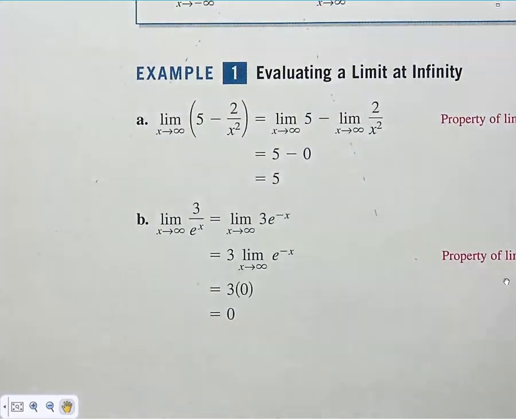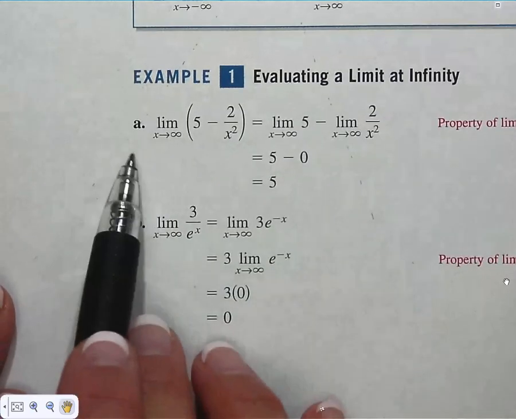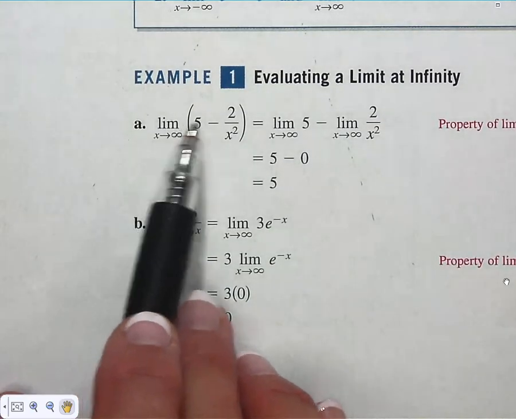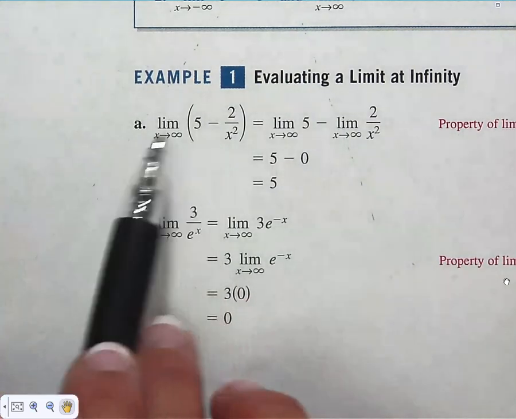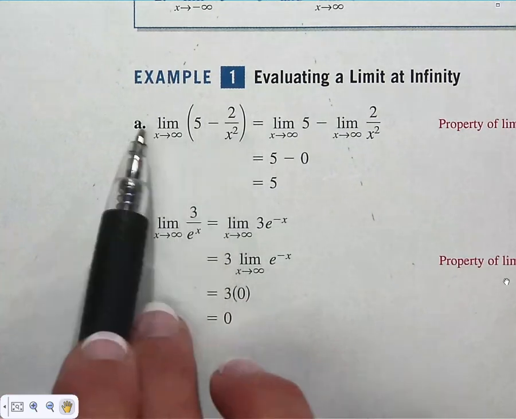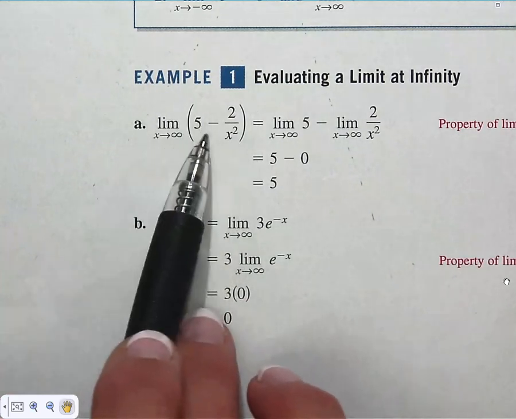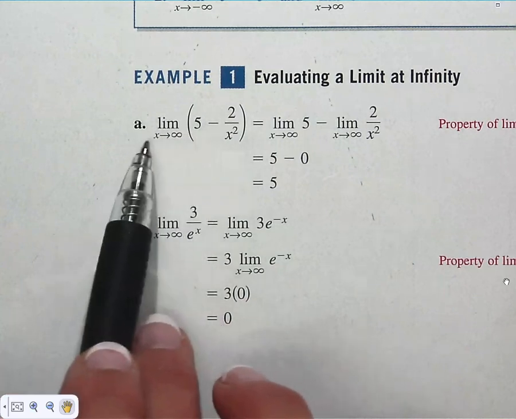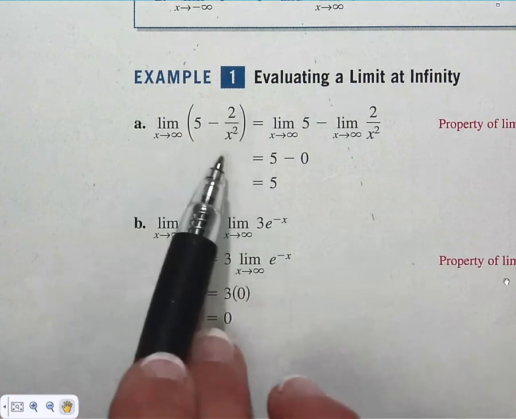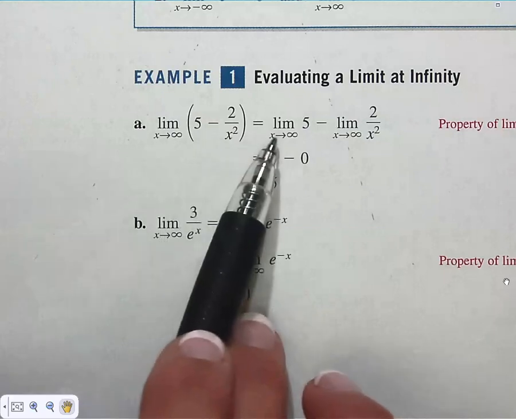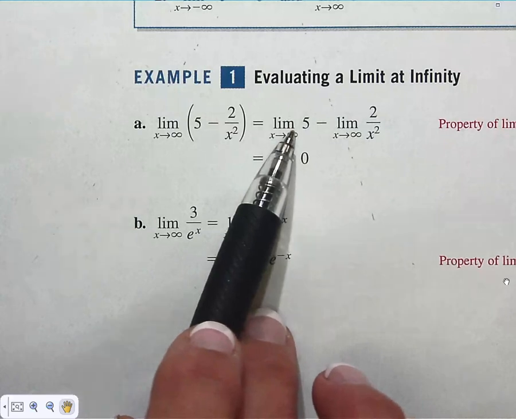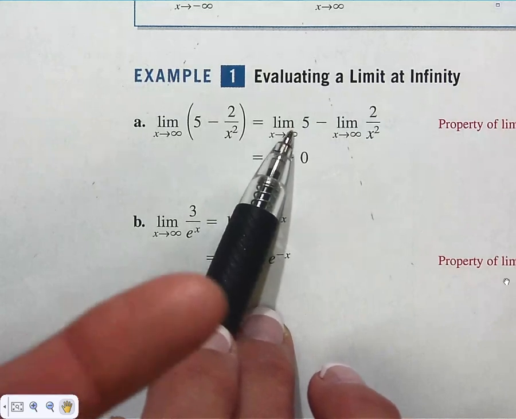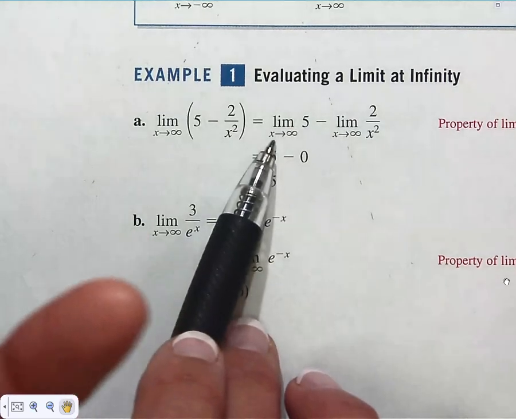Example 1. If I'm looking for the limit as x goes to infinity of 5 minus 2 over x squared, I know from my properties of limits that I can take limits term by term. I can take the limit as x goes to infinity of 5 and subtract from that the limit as x goes to infinity of 2 over x squared. This limit as x goes to infinity of 5 is just 5 because the function we're talking about is the horizontal line y equals 5. Y equals 5 no matter where x is going.